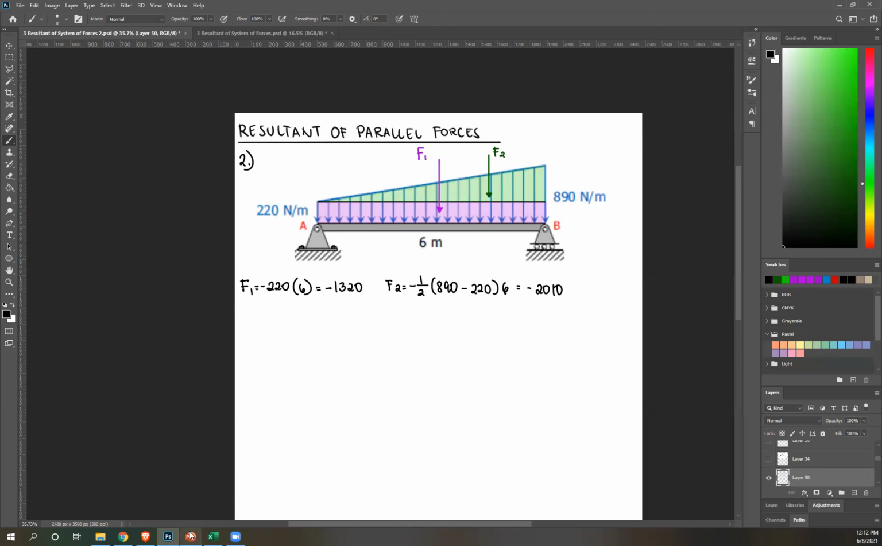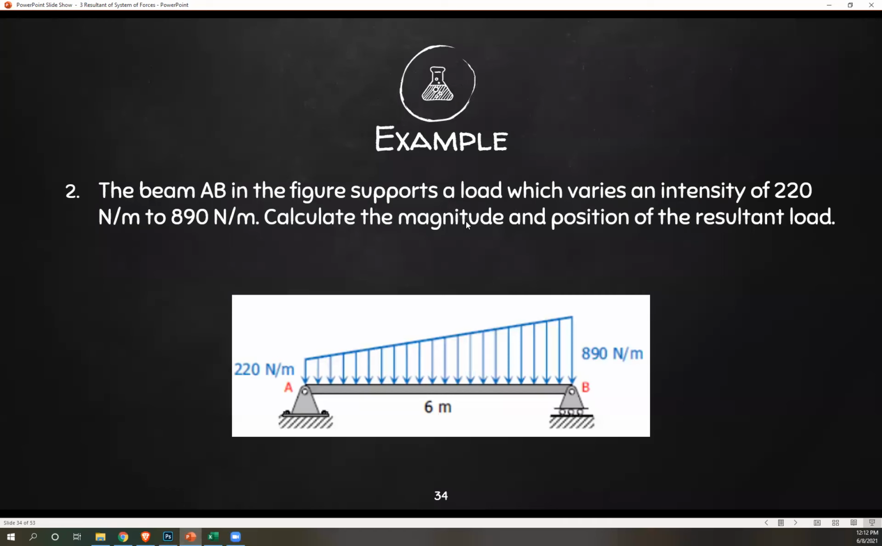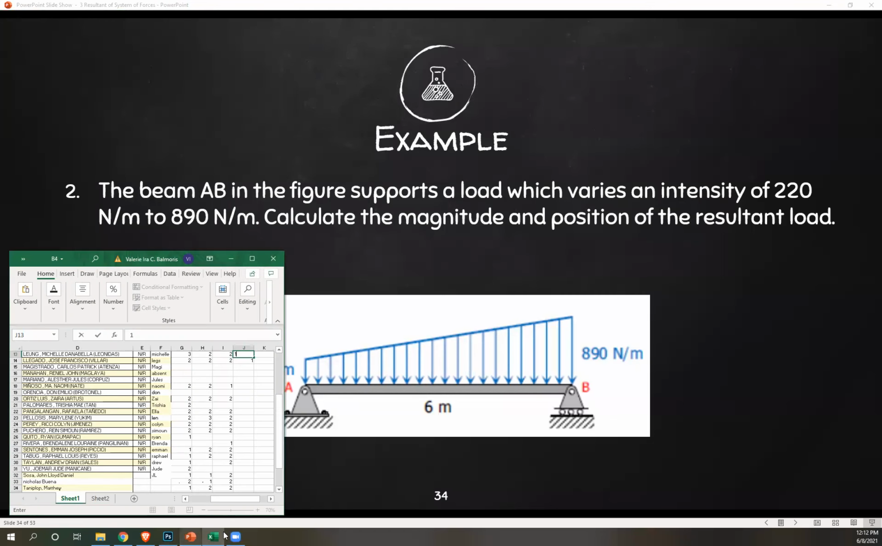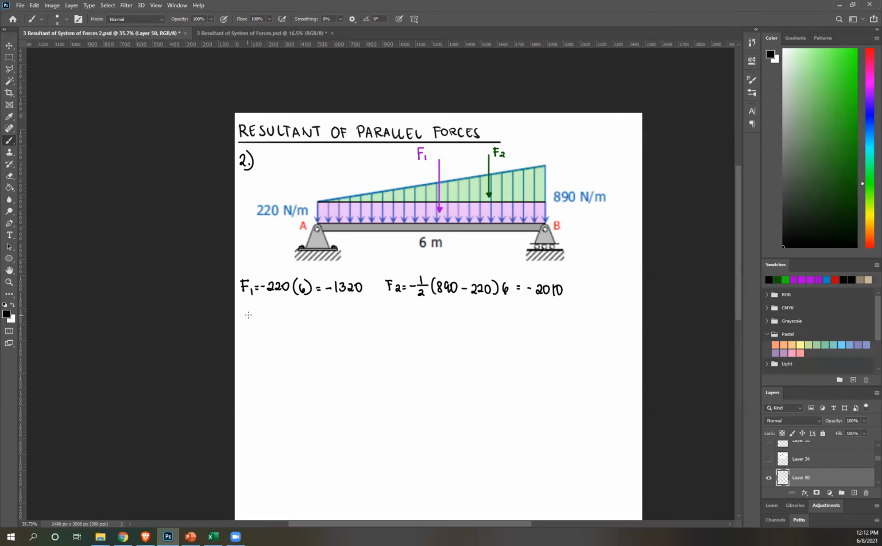The first thing that we're looking for once again is the magnitude of the resultant. All of these are just downward loads, so computing the magnitude is easy. That's just the summation of forces. In this case, they're all downwards, so that's just negative F1, negative F2, and we already have this. So negative 1320 minus 2010. What's the final answer?